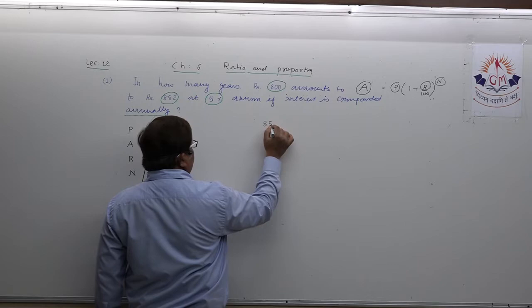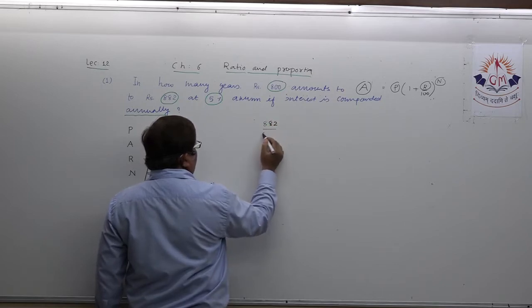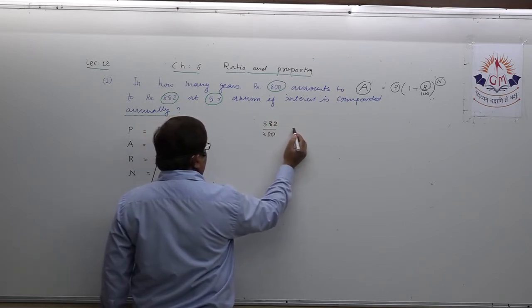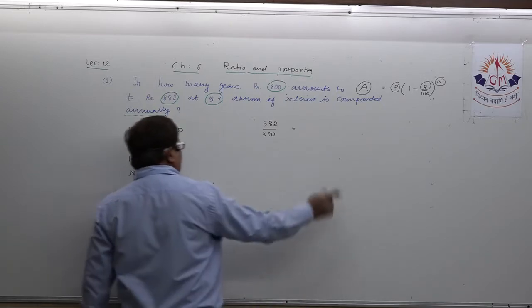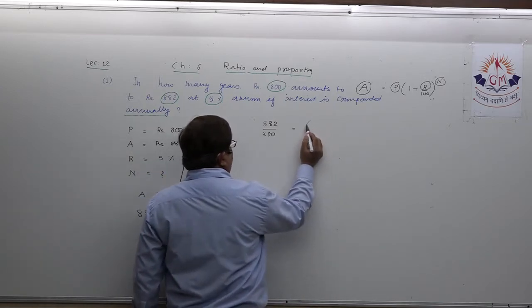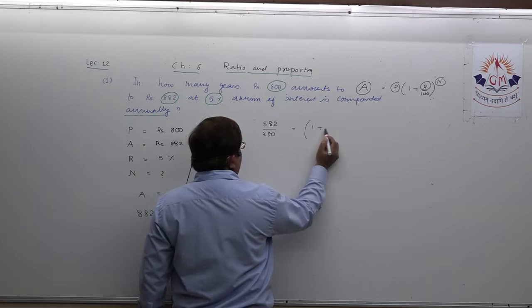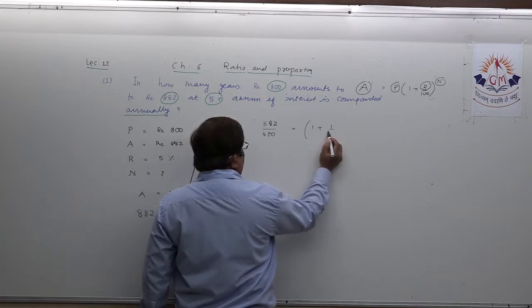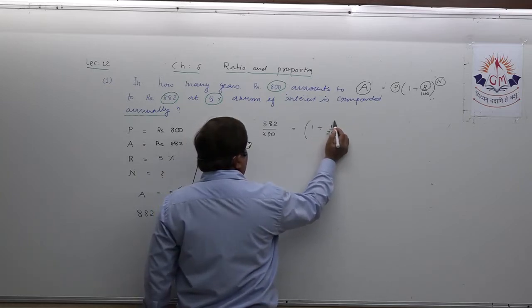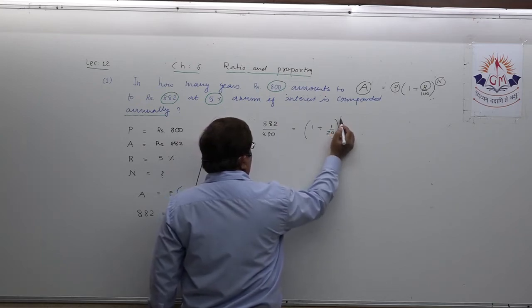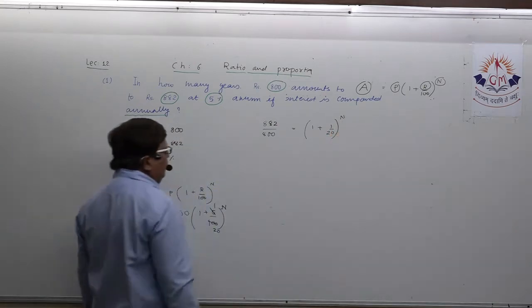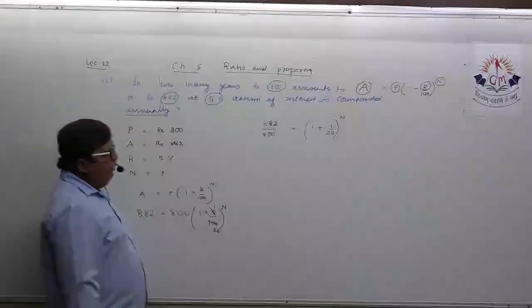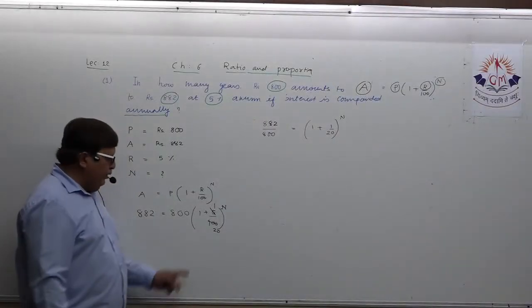882 upon 800 equals 1 plus 1 upon 20 raised to the power of n. Okay, is it clear in your mind? You must have understood the step.